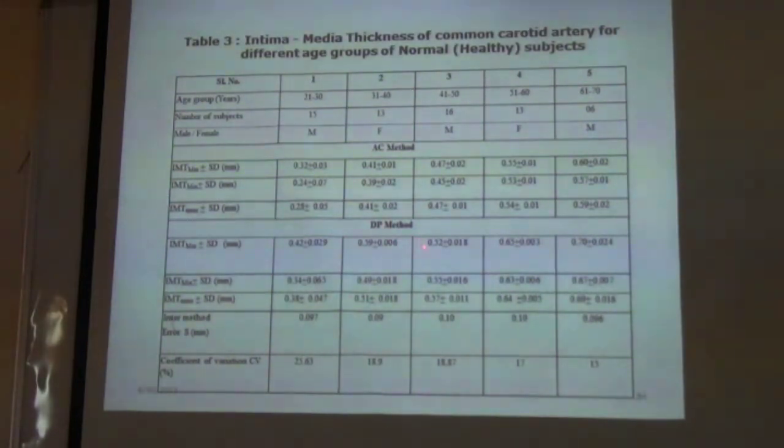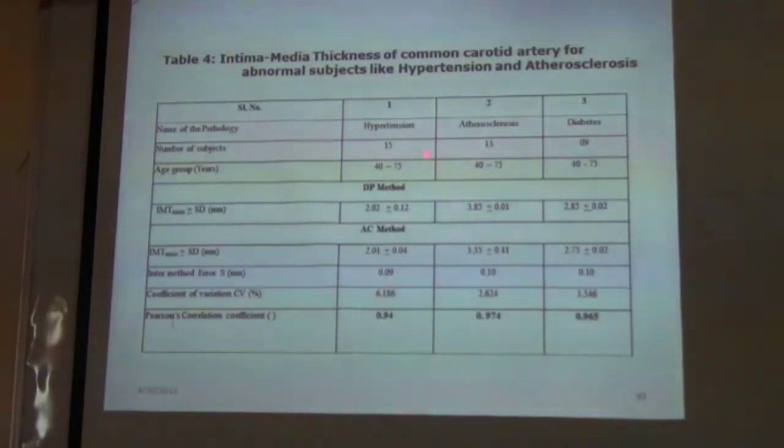For this dynamic programming method, for an age group of 21 to 30, 15 male samples have been taken. This is the IMT mean, and this is the IMT mean for the AC method. Actually this value is lower as compared to this one. So by means of this and comparing these two methods, you might get more accurate information from the AC, that is active contour, as compared to the dynamic programming method. Okay. And likewise for abnormal subjects like hypertension and atherosclerosis, see that one. Now for that intima media mean and this one, inter-method error and the correlation coefficient are there.